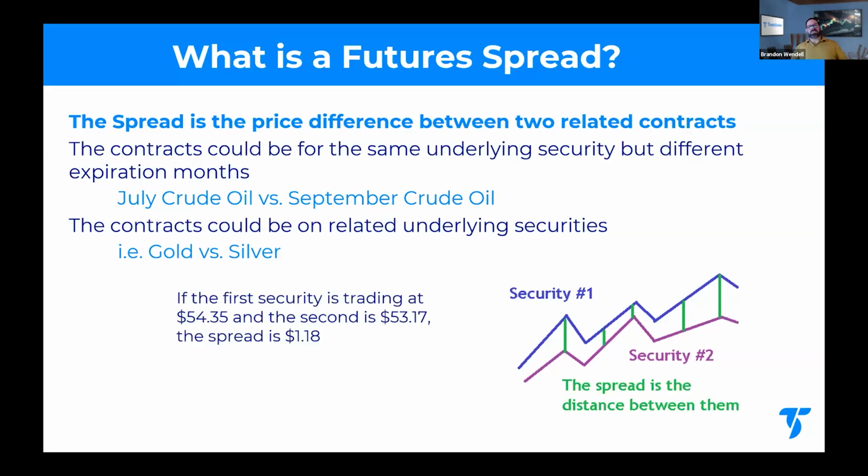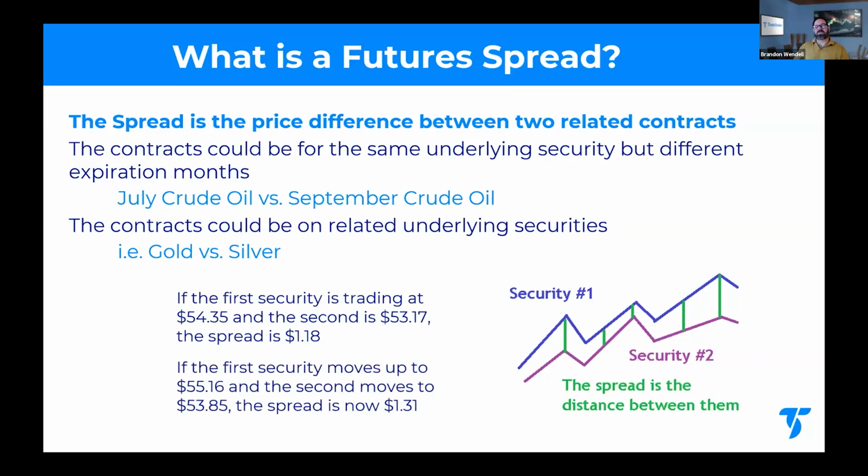So as an example, let's say our first security is at $54.35 and the second security is at $53.17. The spread is $1.18, simply the price difference between the two. That's all. Nothing more, nothing less. Now, if they both move up, but the first security moves up further and faster, up to 55.16, so it gained more than the other security that only went up to 53.85, if you subtract, the difference between those now is $1.31. So the spread, we say, widened from $1.18 to $1.31. That's all. The price difference between those two securities.